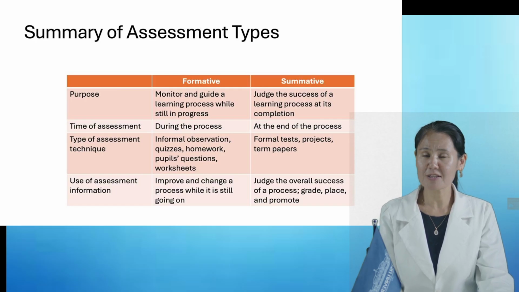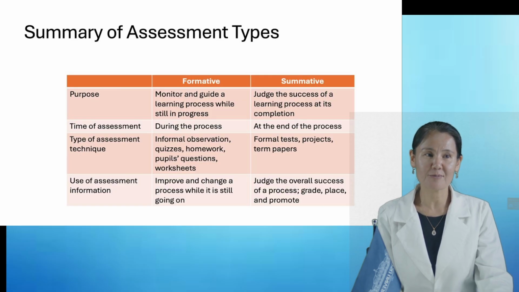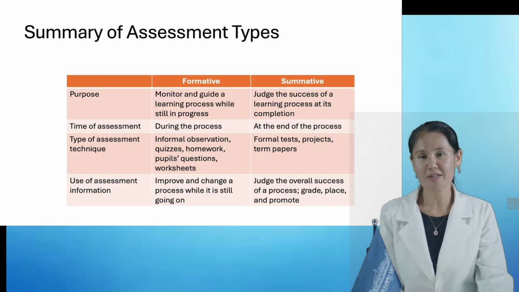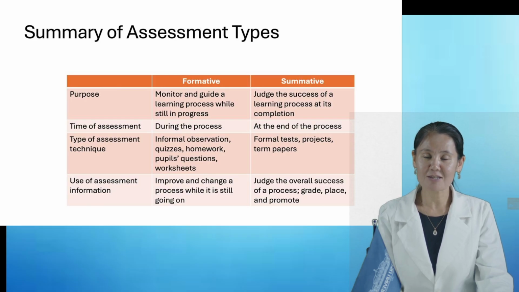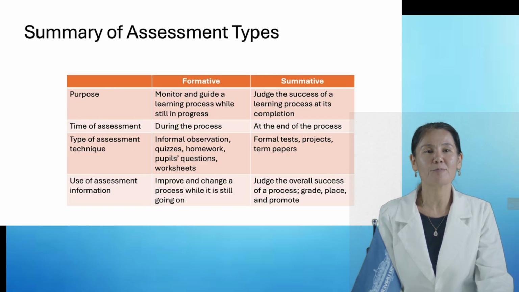Time of assessment. The formative assessment we can use during the process, and the summative assessment we will use at the end of the process. Types of assessment techniques. For formative assessment, informal observation, quizzes, homework, pupils' questions and worksheets. For summative assessment, we are going to use formal tests, projects, and term papers. Use of assessment information. For formative assessment, improve and change a process while it is still going on. For summative assessment, judge the overall success of the process, grade, place, and promote.